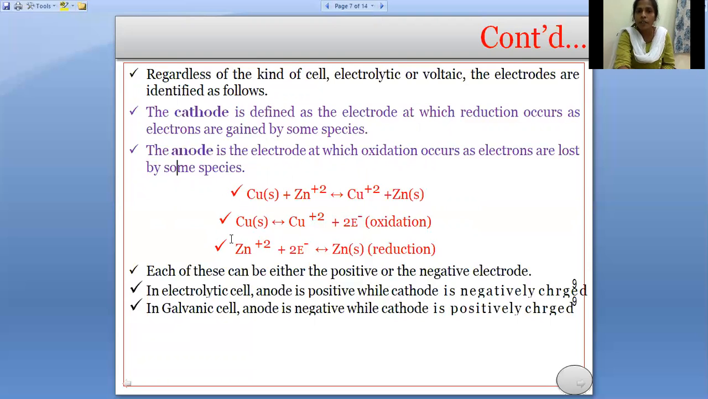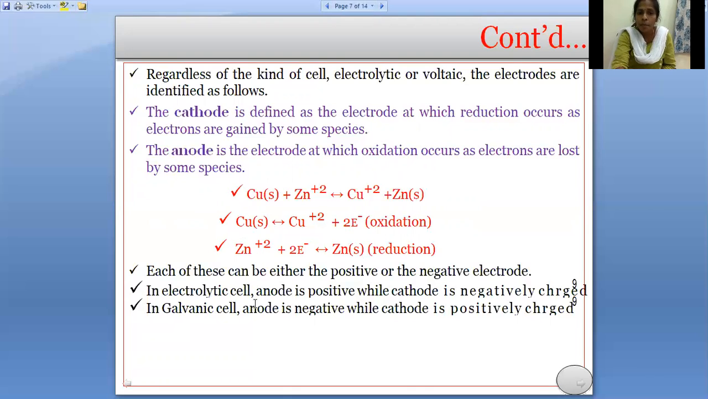So here we have given one example. Copper: oxidation means loss of electrons. See here, copper loses 2 electrons to produce Cu2+. And here Zn2+ gains 2 electrons to produce Zn. That means it undergoes reduction. Reduction means gaining of electrons. Oxidation means loss of electrons. OIL: oxidation is loss of electrons. RIG: reduction is gaining of electrons.